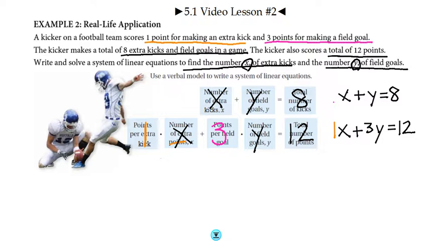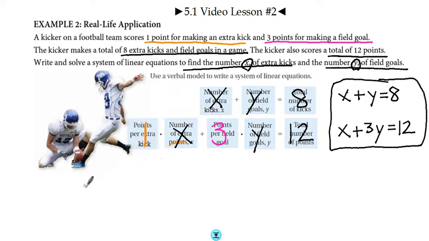And again, you don't have to write the 1. You can leave it invisible. Okay, so here are the two equations that we set up. Now the next part is to solve, and we're going to solve this by graphing.